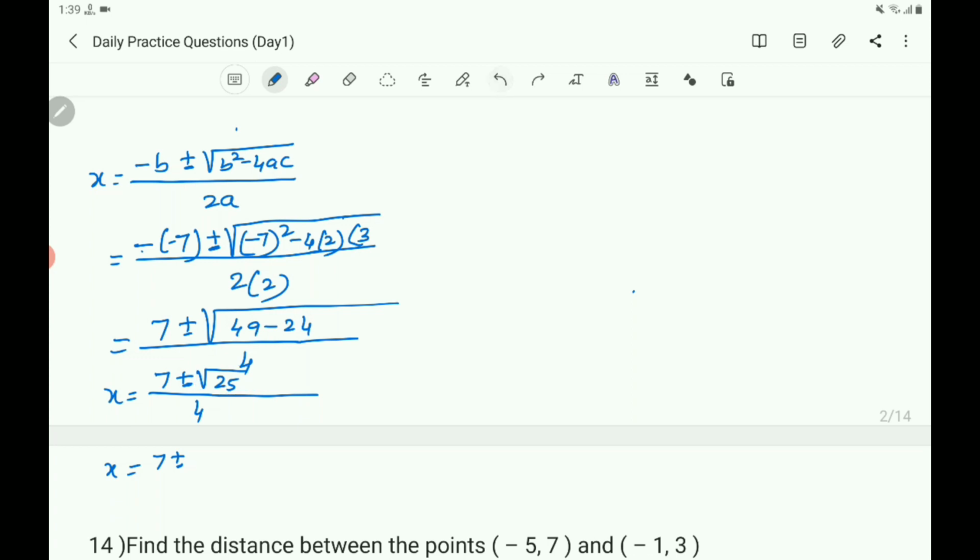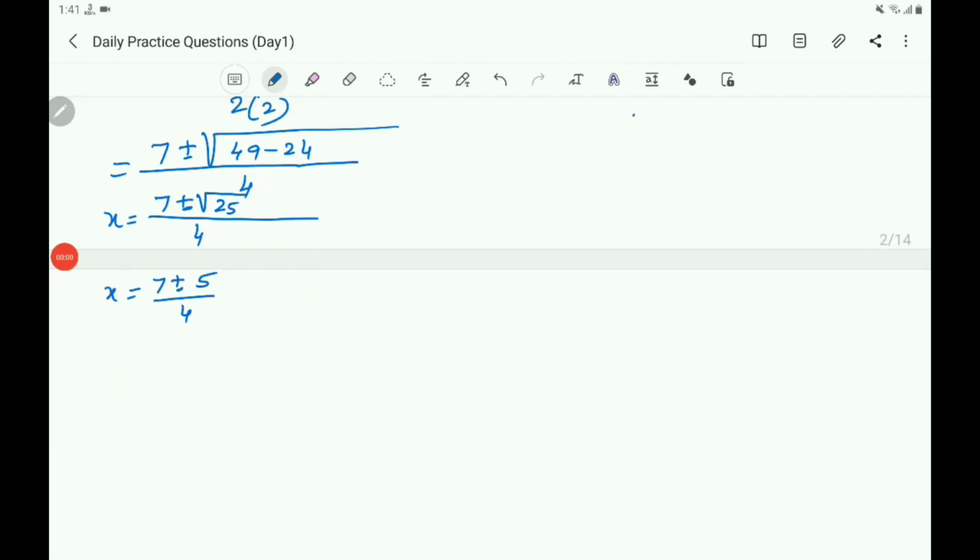You know that 25 is a square of 5. So square root of 25 is 5 by 4. That equals, here 7 plus or minus 5 is there. So you write x equals 7 plus 5 divided by 4, or x equals 7 minus 5 divided by 4. Here plus you take first, then you take minus, because here plus or minus is there. Then x equals 7 plus 5. 7 plus 5 is 12, 12 by 4.